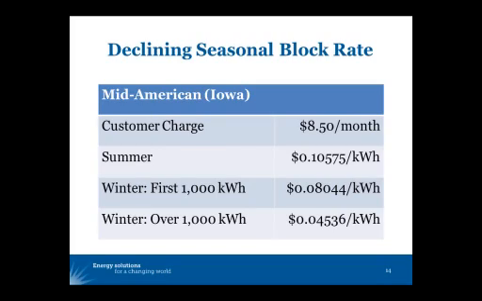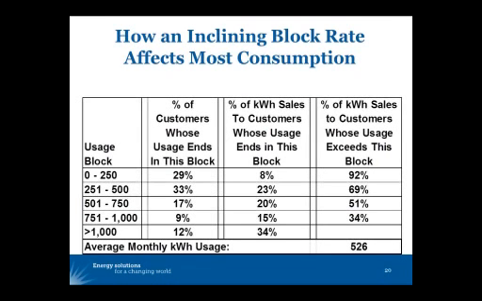Here I've got an example of how the customer usage breaks down for an urban utility in California. So it has a much lower average usage perhaps than your utility. 526 kilowatt hours a month is the average residential usage. In the first block of 0 to 250 kilowatt hours, 29% of the customers use 250 or less. But those customers only consume about 8% of the electricity. 92% of the electricity here in the last column is sold to customers whose usage exceeds 250.